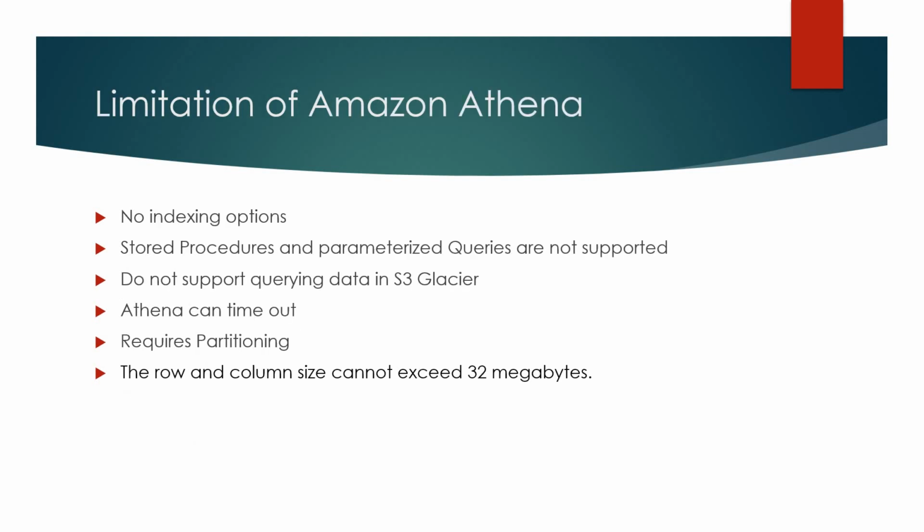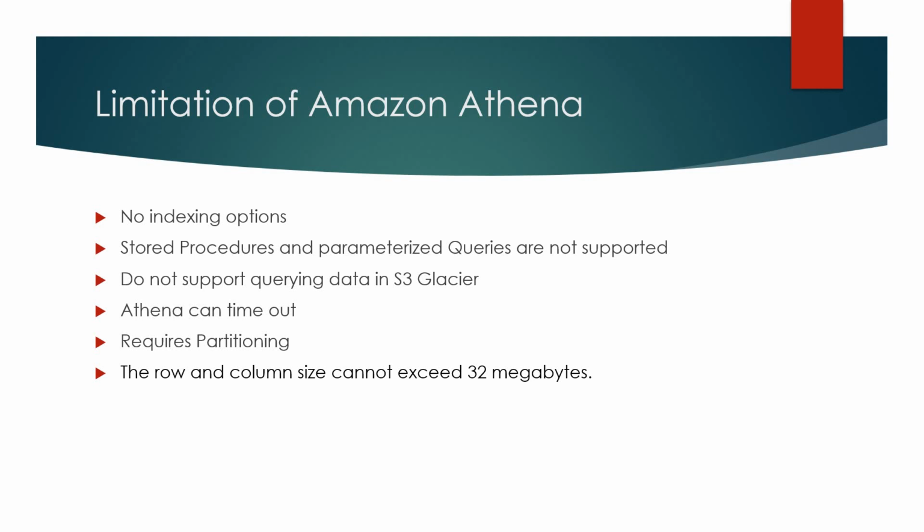What are the limitations of Amazon Athena? The first limitation is no indexing option. Indexing commonly appears in a traditional database. Without indexing, the operation load on Athena increases, affecting performance. Stored procedures and parameterized queries are not supported, and querying data in S3 Glacier is not supported. Athena can also time out, for example, if the data set is larger.